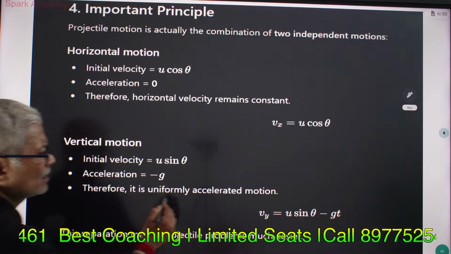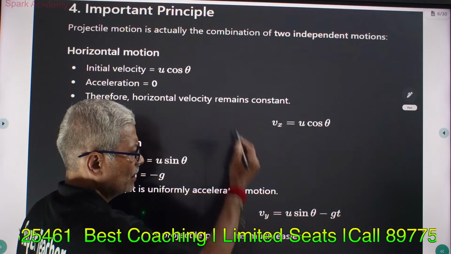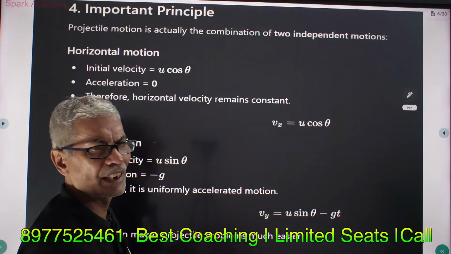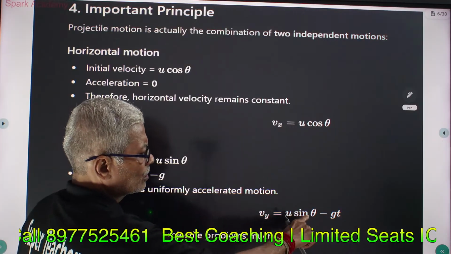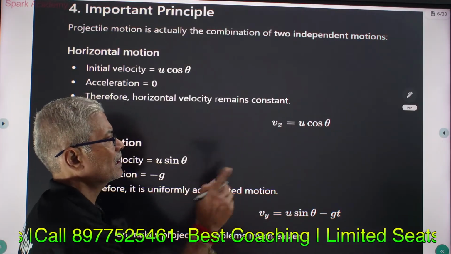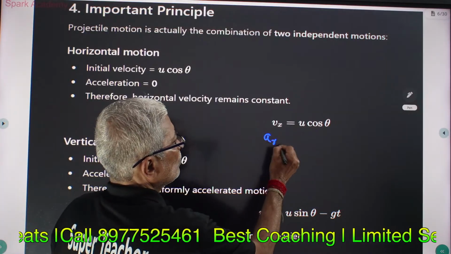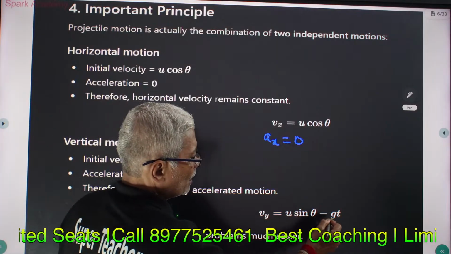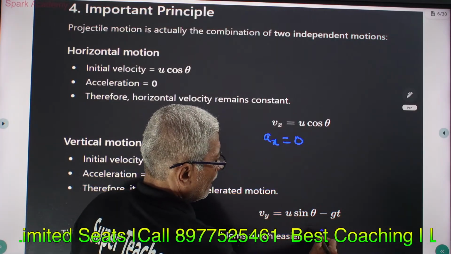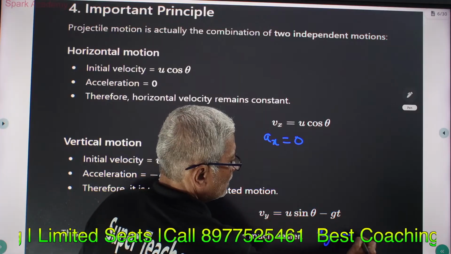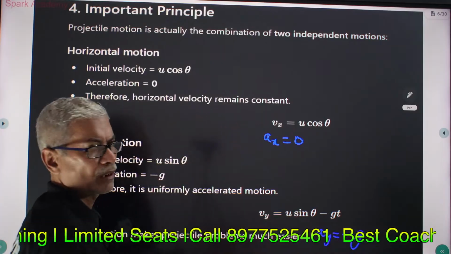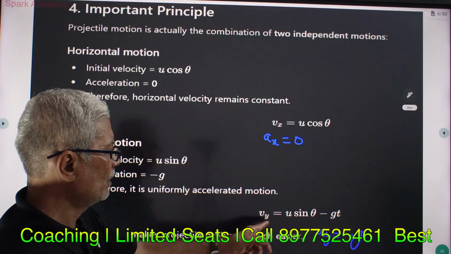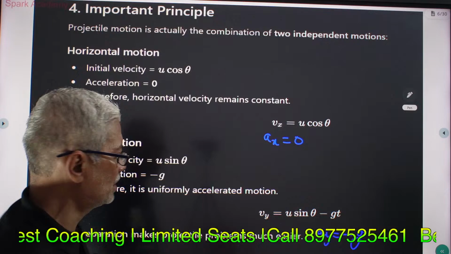So therefore it is uniformly accelerated motion, and you use the formula v is equal to u plus at. So in the vertical direction u sin theta is there. Acceleration ax will be equal to 0 in horizontal motion, but in vertical motion ay will be equal to minus g. That you have to remember, because when the body is going up, acceleration is pulling it down. So Vy will be equal to u sin theta minus gt.